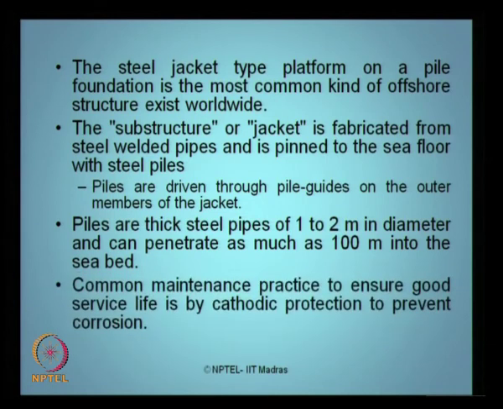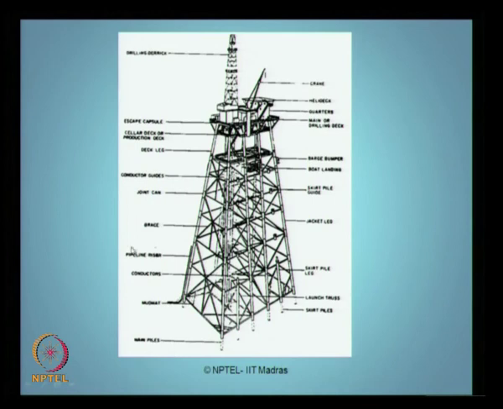The common maintenance practice for jacket structures is cathodic protection, because steel partially immersed in water is always susceptible to severe corrosion. Therefore, people generally use corrosion protection by what we call cathodic protection measures, which we will discuss in later modules. It is a typical line diagram showing all the vital components of a steel jacket structure.